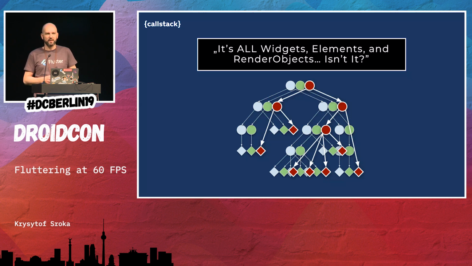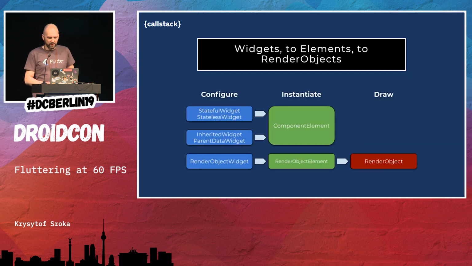Some of the elements map to render objects while others don't. So other elements are just passed through in this tree. Eventually, all the leaf nodes in the widget or element trees will become render objects. And what does it look like in more detail?